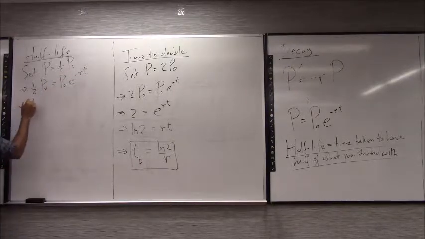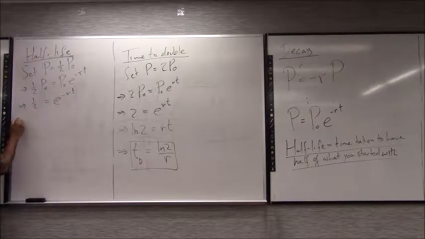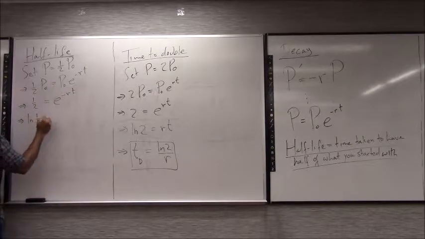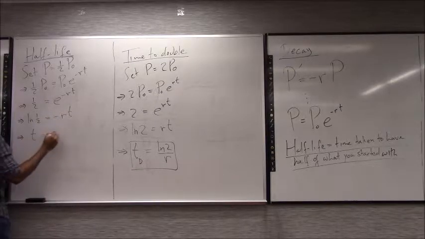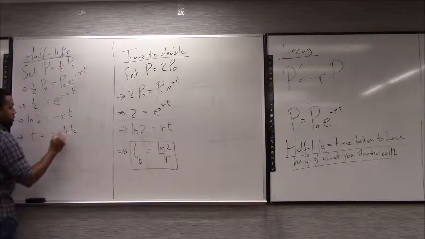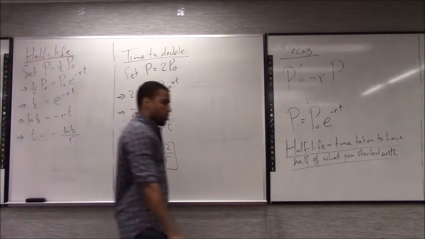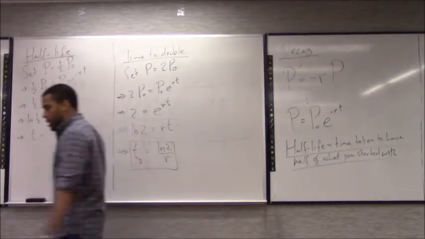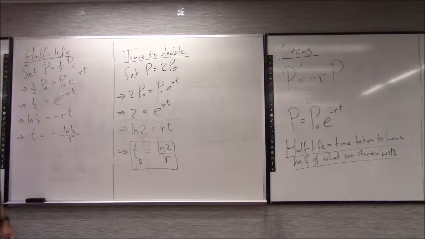You can divide both sides by P naught. You can then ln both sides. And so you can solve for t. T would be minus ln of 1/2 over r. Now in the notes I gave you, it said ln 2 over r. What's the discrepancy? Is there a discrepancy?